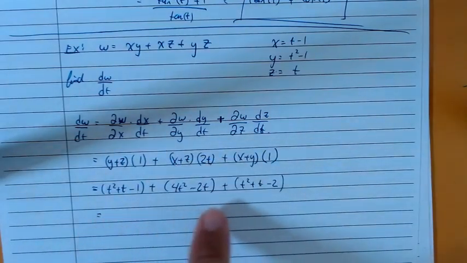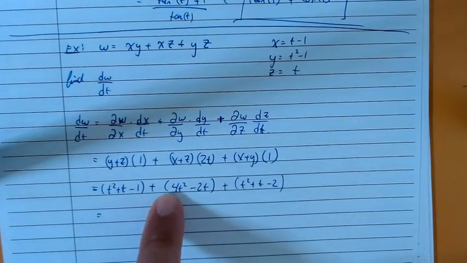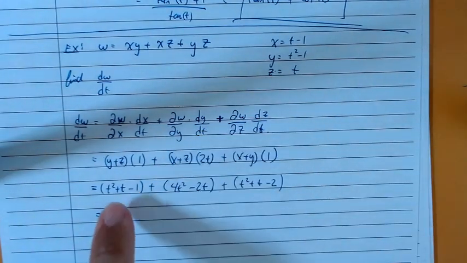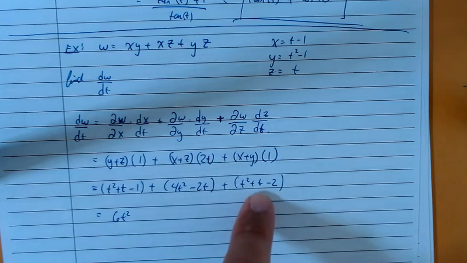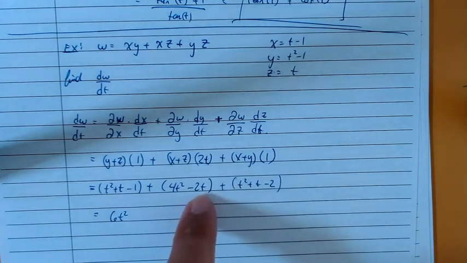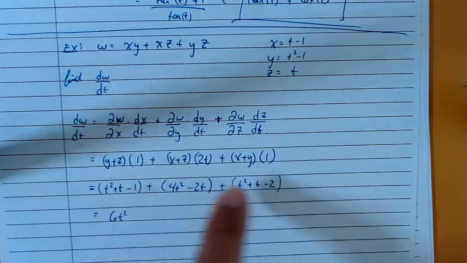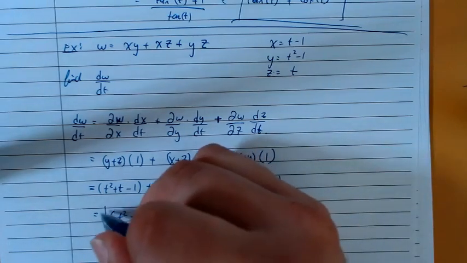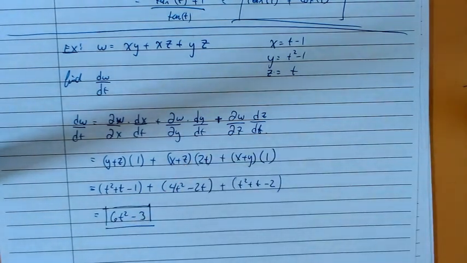So finally, you can combine like terms. That's 4t squared plus t squared plus t squared. That's 6t squared. There's a t plus another t. That's 2t. Minus 2t, okay, that's just 0. And then your constants, you have a minus 1 and a minus 2, which combine to give us minus 3. And there we go, 6t squared minus 3.